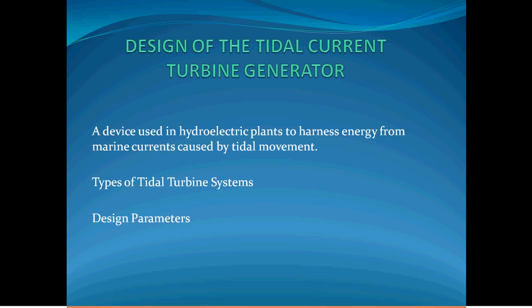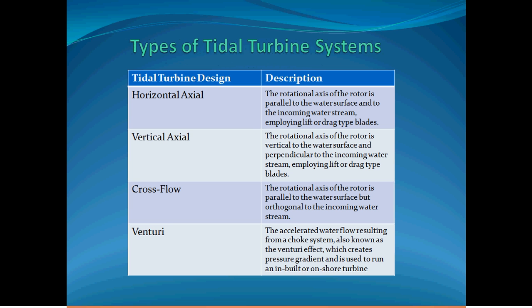So, the tidal current turbine generator is a device used in hydroelectric plants to harness energy from marine current. In the next part of this presentation, I will discuss the different types of tidal turbine designs and their parameters. The first design is the horizontal axial turbine. In this design, the rotational axis of the rotor is parallel to the water surface and to the incoming water stream. Meanwhile, the vertical axial turbine is vertical to the water surface and perpendicular to the incoming stream.